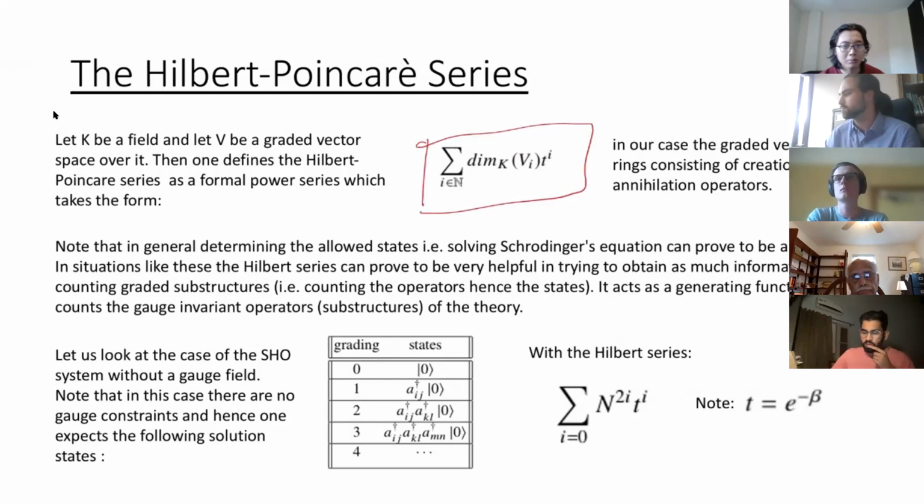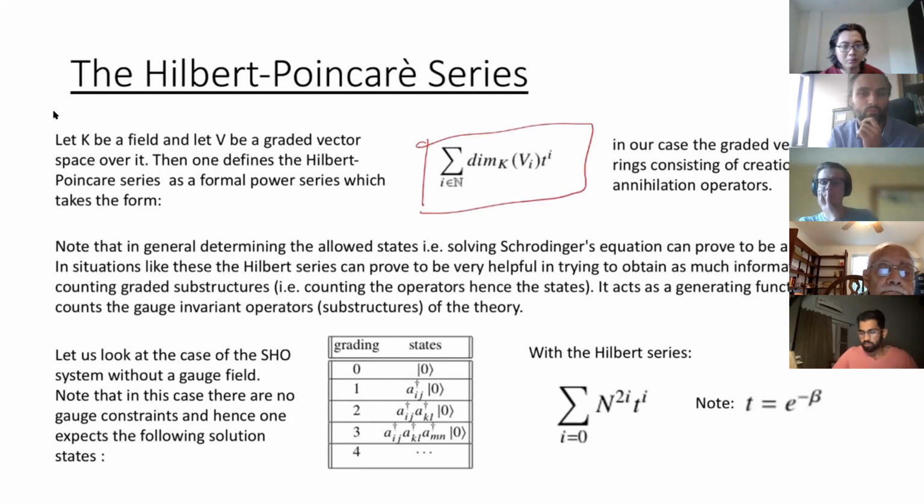Now note that, why is this important? It's not always possible to solve the Schrodinger equation or to integrate some of those expressions, since they're really complicated at times. And so in situations like those, having the Hilbert-Poincaré series can help act as a generating function that counts the gauge invariant operators of the theory. So it can prove to be really helpful.